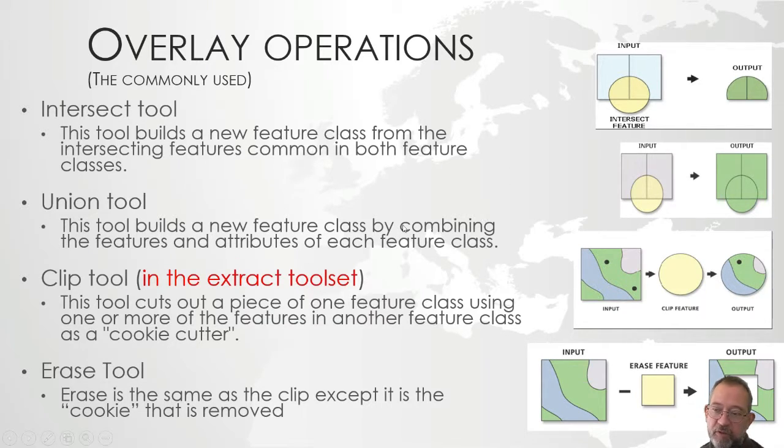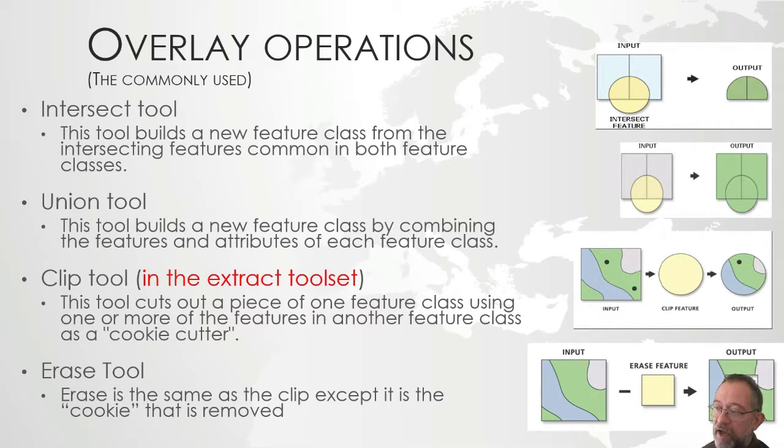The union tool is just like the union set operation, so it will return the union of the areas covered from the different feature classes. Again, note that not only do you get the area, but you get all the unique combinations of features in this area.